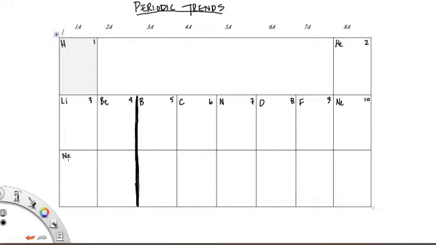sodium, magnesium, aluminum, silicon, phosphorus, sulfur, chlorine, and last but not least, argon.